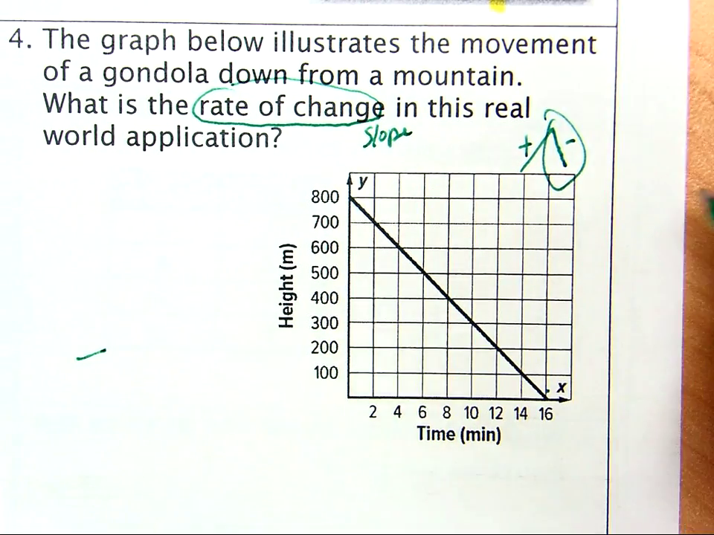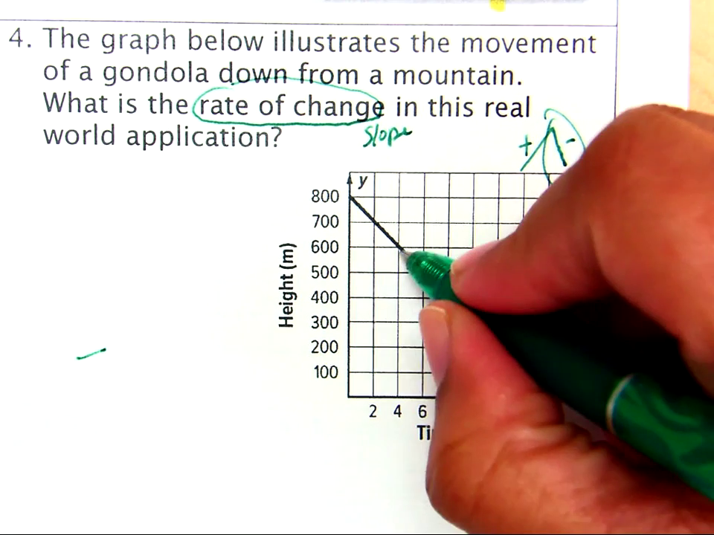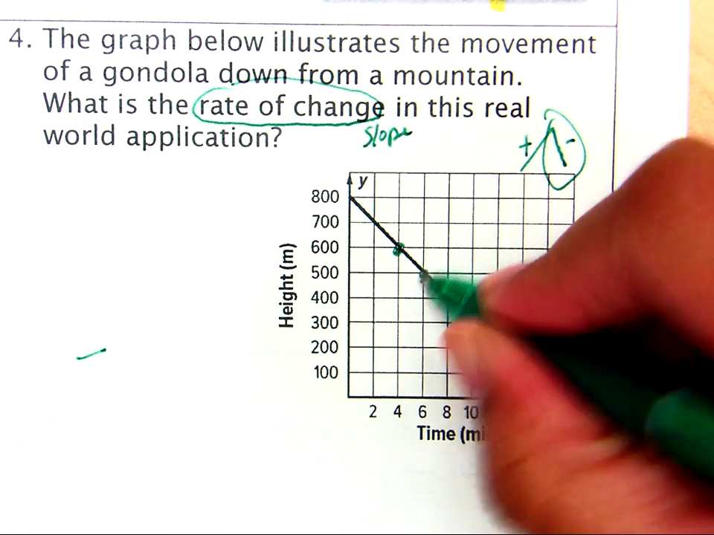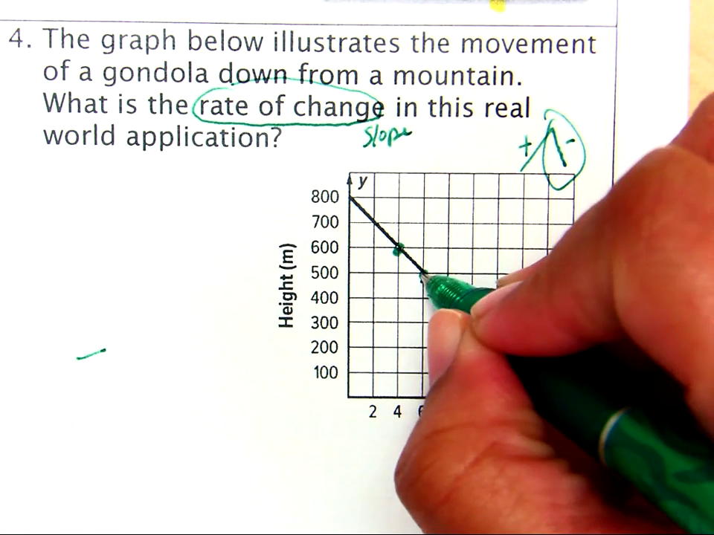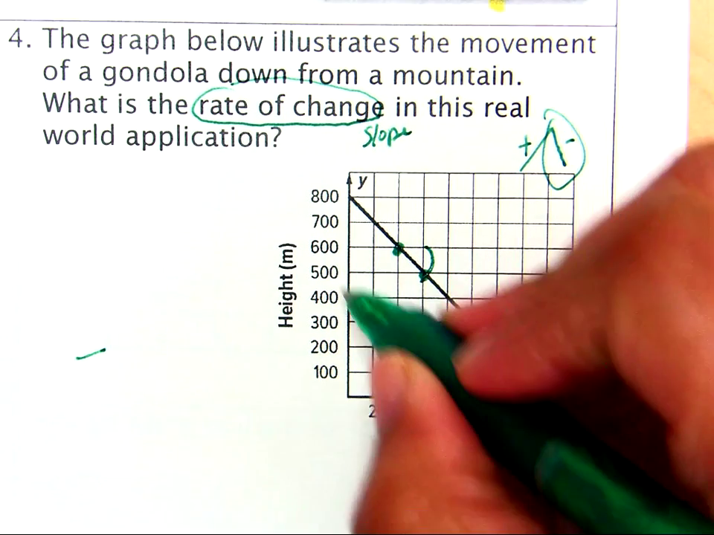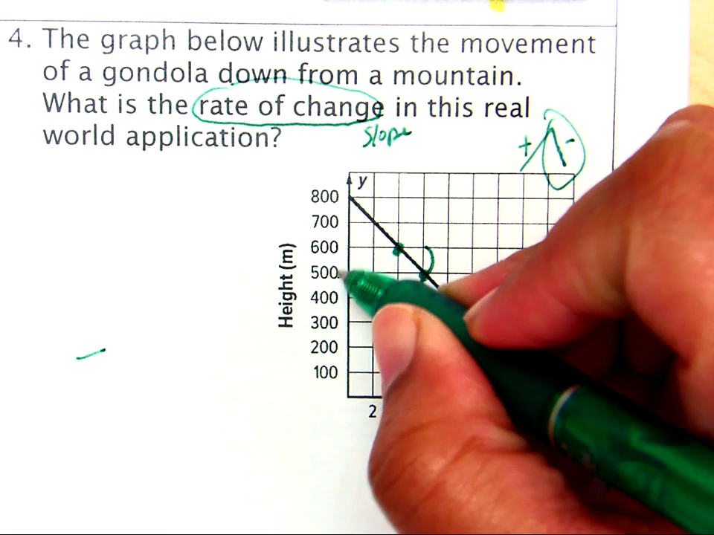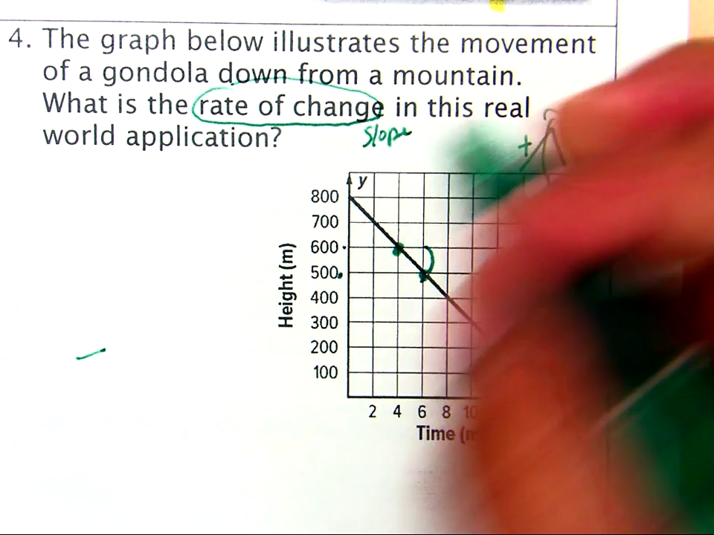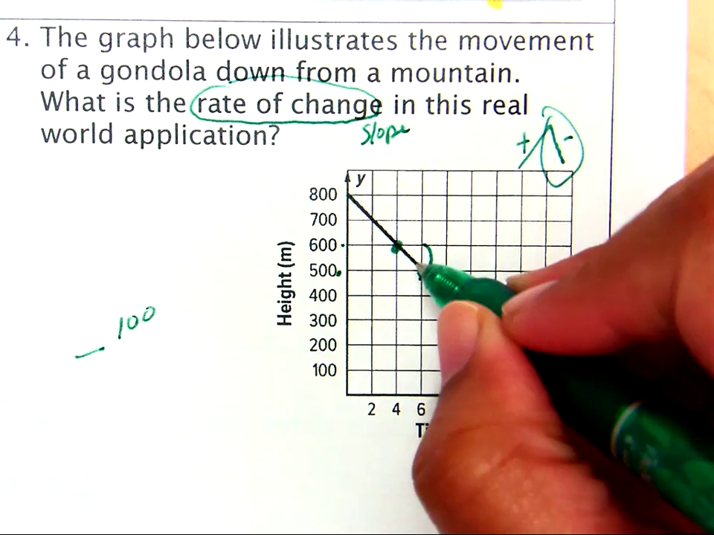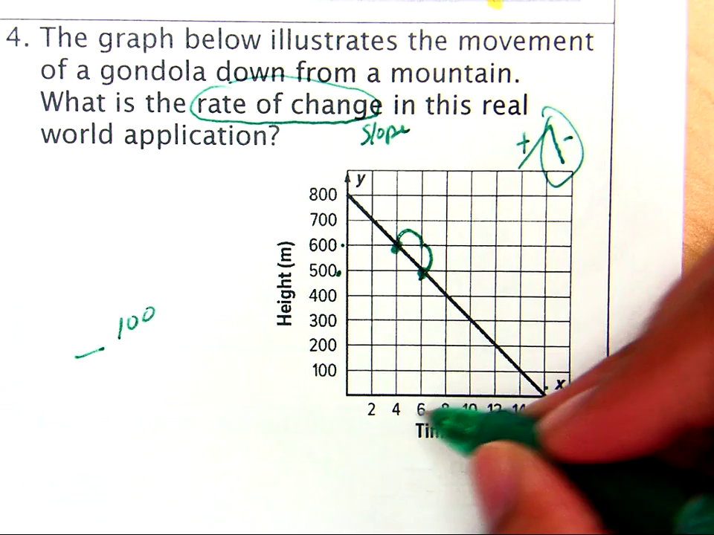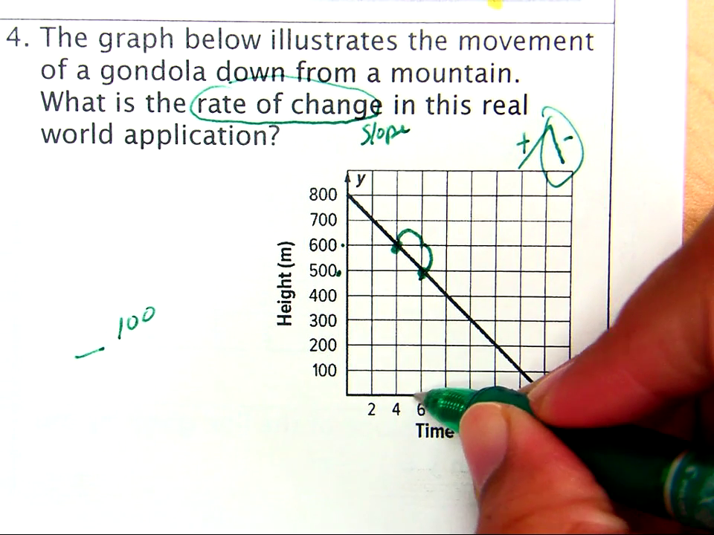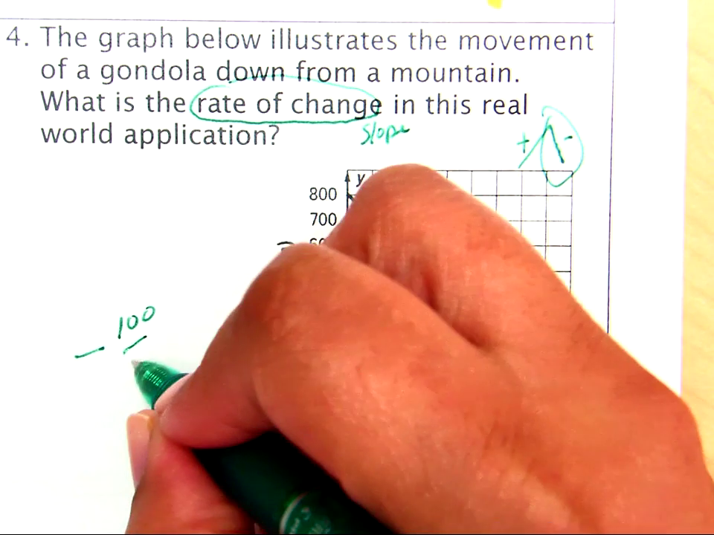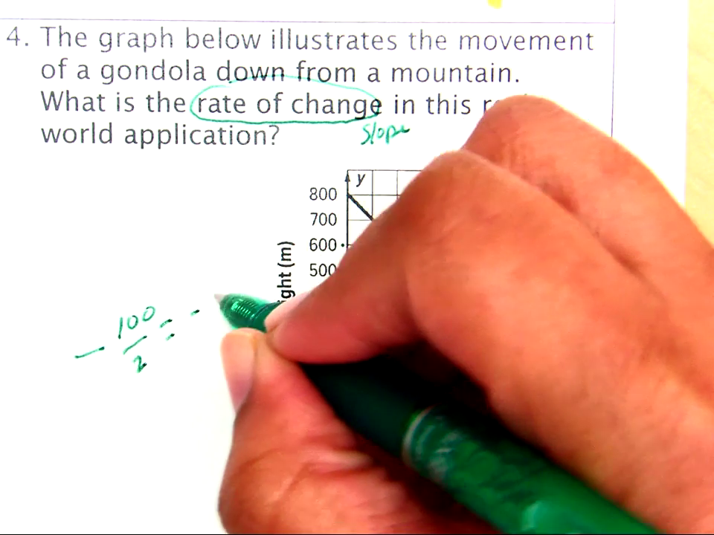Now, I can pick any 2 points on this line, so I'm going to pick these 2 points, and I'm going up 1 unit, but the 1 unit is really 100, so I'm going up from 500 to 600, that's 100 units, and then I'm going to go over 1, but in this case I'm going from 6 to 4, which is really 2 units. So when I reduce that, that's negative 50.